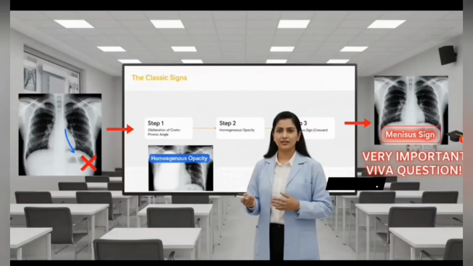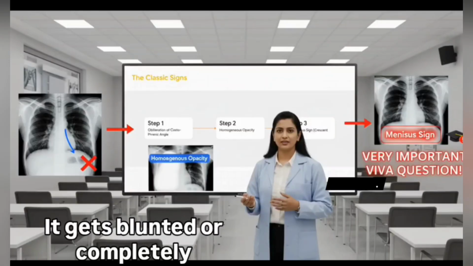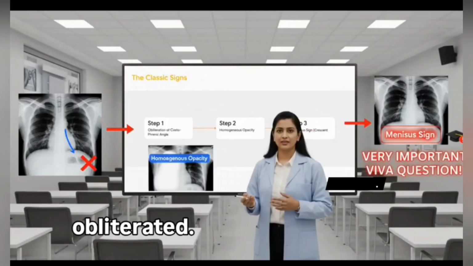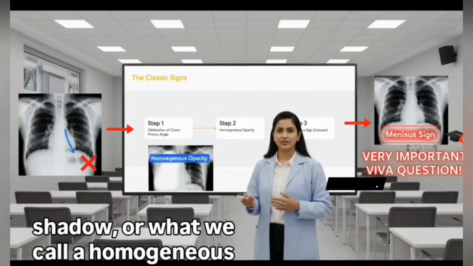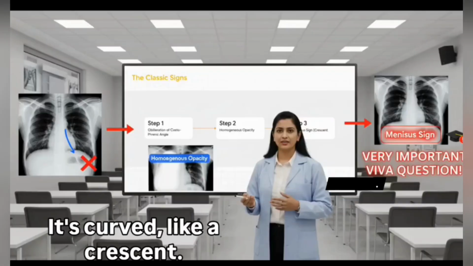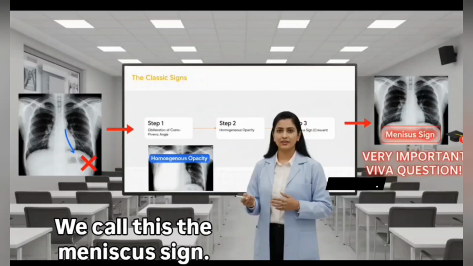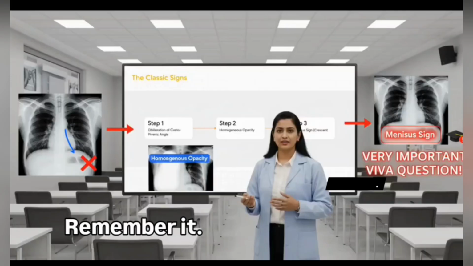So how do we spot it? You have to look for three classic signs. First, that sharp CP angle we just talked about, it's gone. It gets blunted or completely obliterated. Second, you'll see this uniform white shadow, or what we call a homogeneous opacity. And third, the top edge of this white area isn't flat. It's curved, like a crescent. We call this the meniscus sign. This triad is a very, very important Viva question, so remember it.